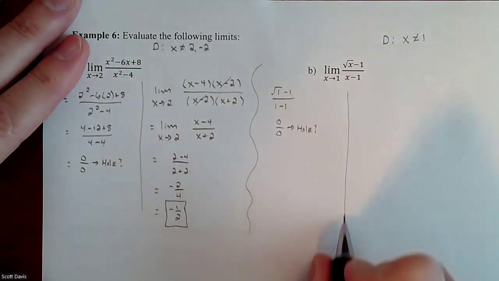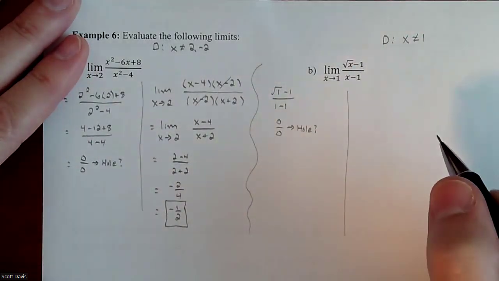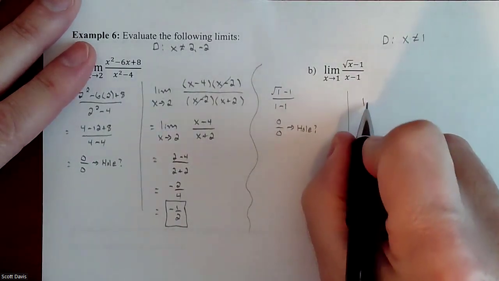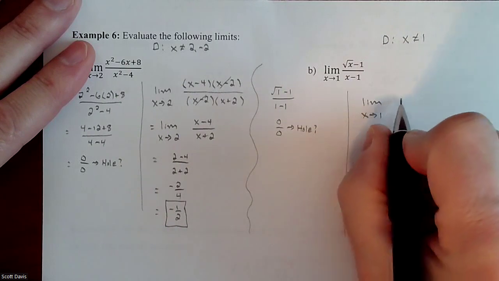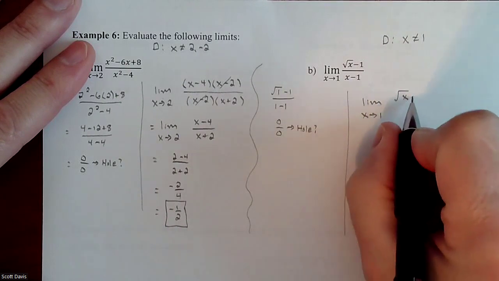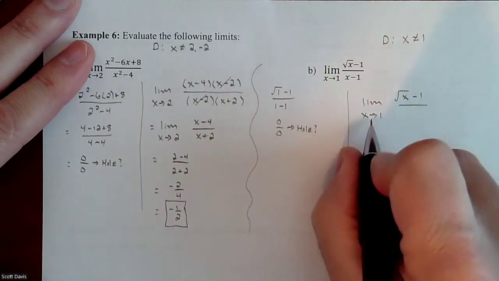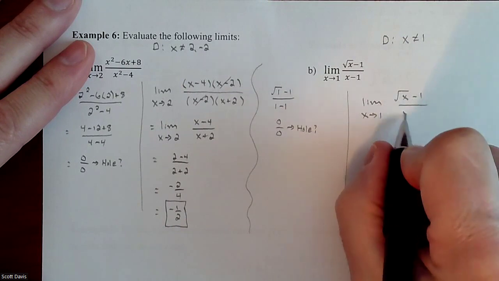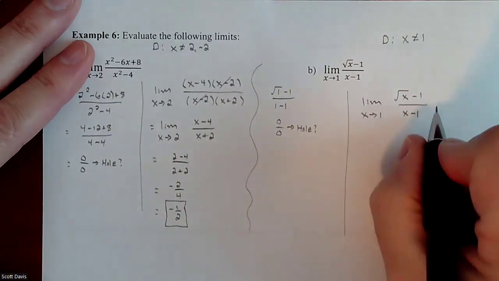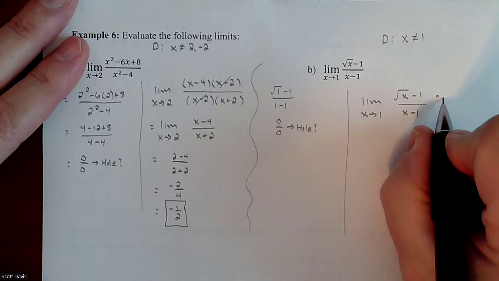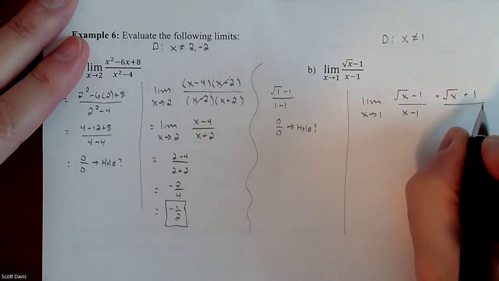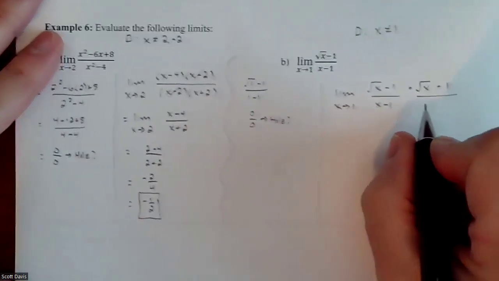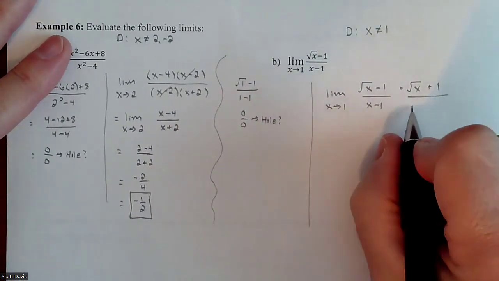So our approach with square roots is the conjugate. Our limit as x approaches 1 of the square root of x minus 1 over x minus 1. And we are going to multiply the top and the bottom by the conjugate of the numerator, wherever the square root is.